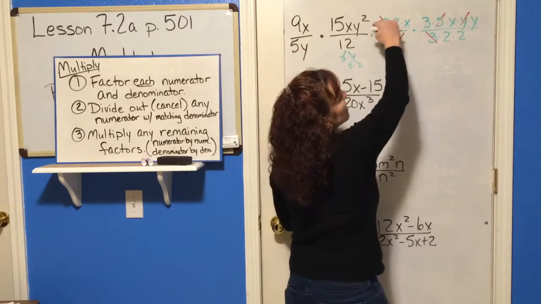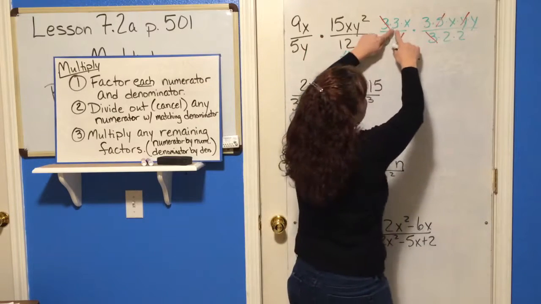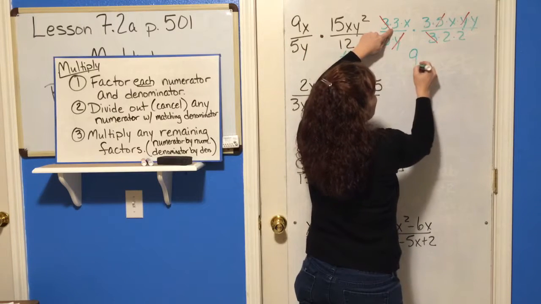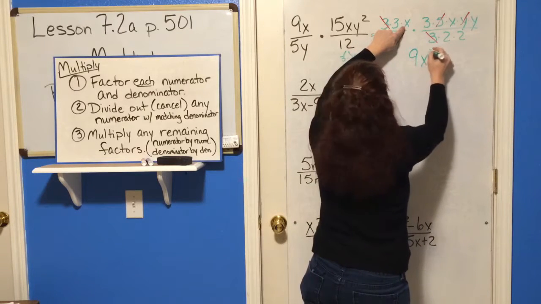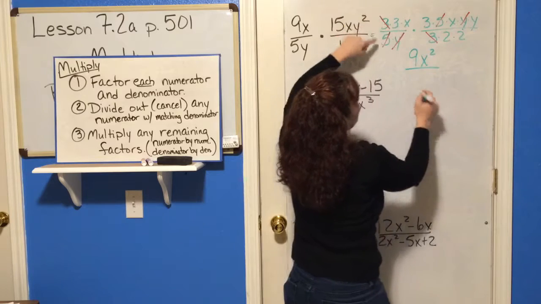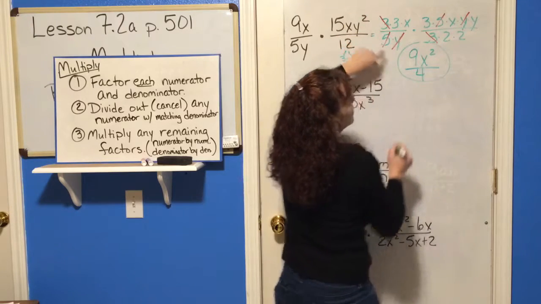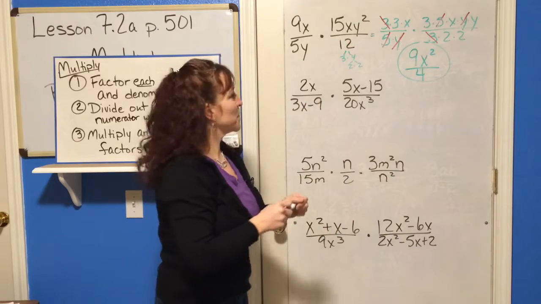So now I simply multiply straight across. So 3 times x times 3 times x. So 3 times 3 is 9. Then x times x is x squared, over 2 times 2 is 4. So there's your final answer.